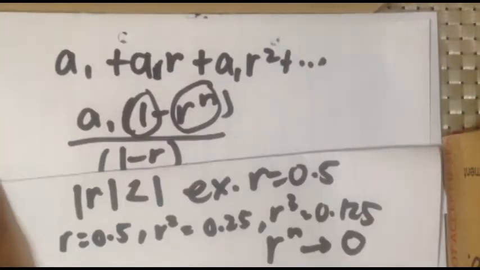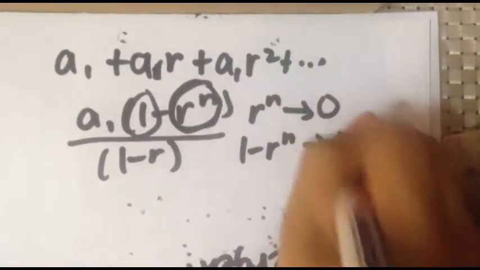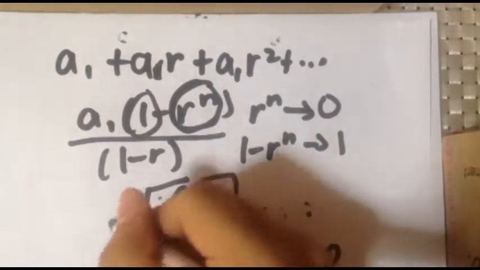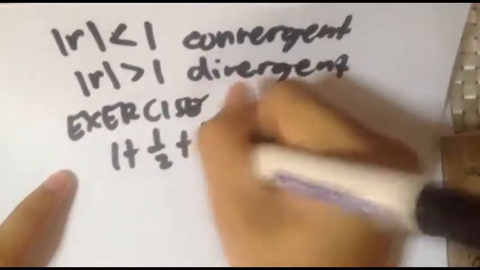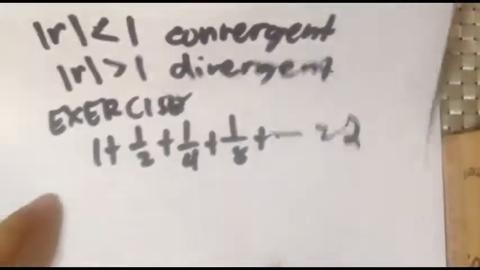If the absolute value of r is less than 1, that means r raised to n tends to 0, so 1 minus r raised to n becomes 1. So in an infinite geometric series, the sum would be a sub 1 all over 1 minus r. Here's an exercise. Verify using the formula that the infinite geometric series 1 plus 1 half plus 1 fourth and so on is 2.